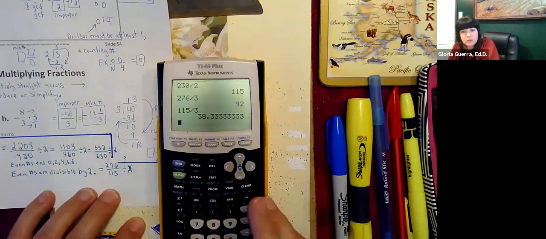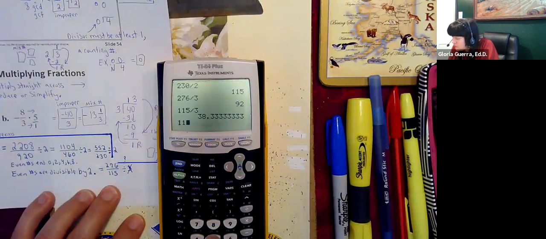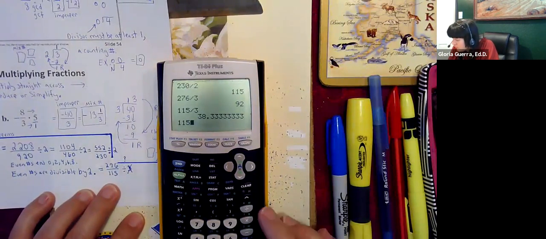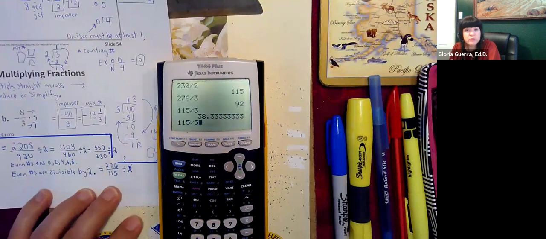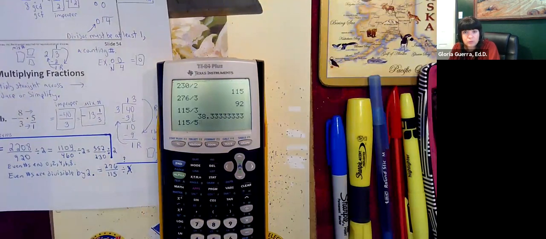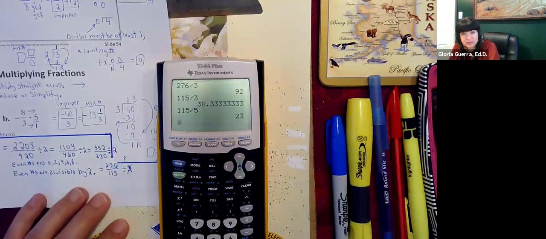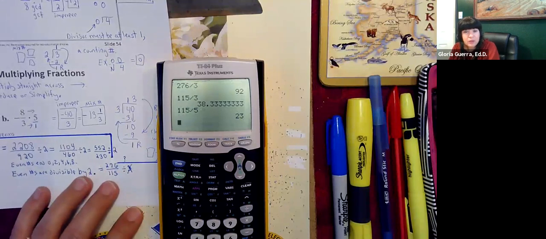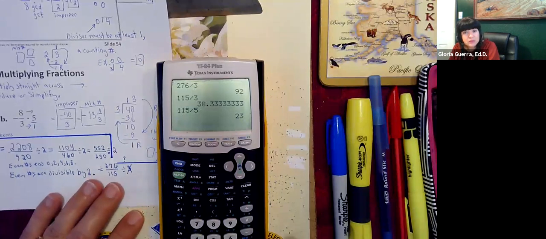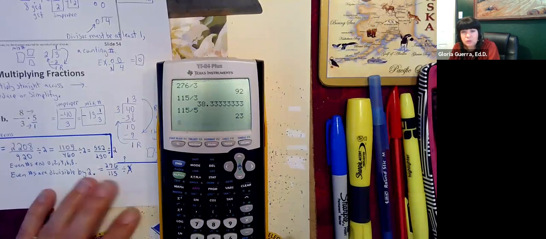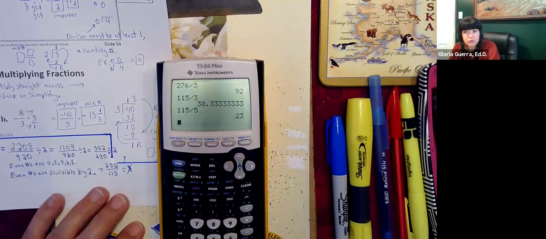Okay, so let me look at 115. I know with divisibility rules, if a number ends in a 5 or a 0, I know 5 will work. So 115 divided by 5 gives you 23, which happens to be a prime number. Now 5 doesn't go into 276 because it doesn't end in a 5. But I know 5 times 23 is 115, and 5 and 23 are both prime.